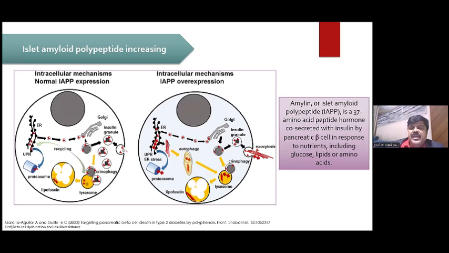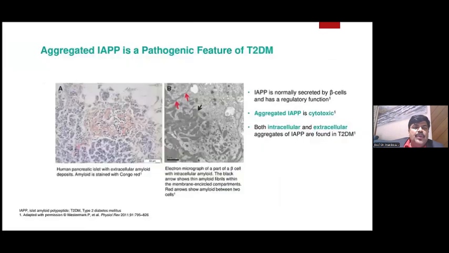You can see the amylin, or the islet amyloid polypeptide, is a 37 amino acid peptide hormone co-secreted with insulin by pancreatic beta cell in response to nutrients including glucose, lipids, or amino acid. So aggregated islet amyloid polypeptide, that is IAPP, is a pathogenic feature of type 2 diabetes. In this slide, you can see the histopathological features.